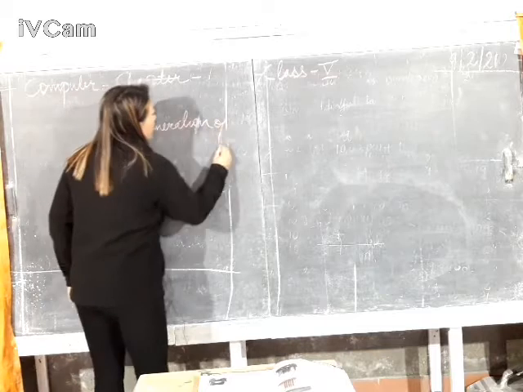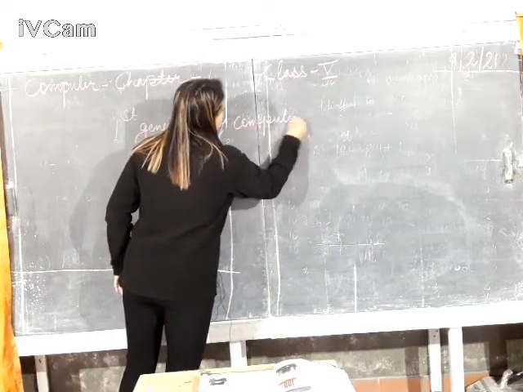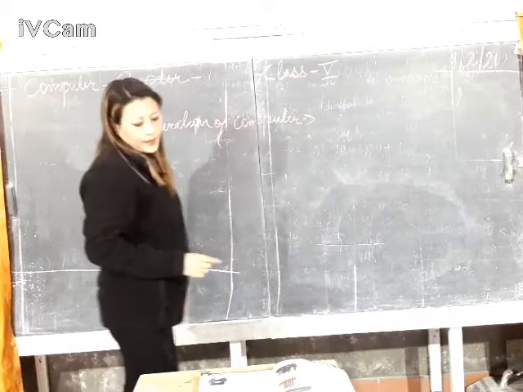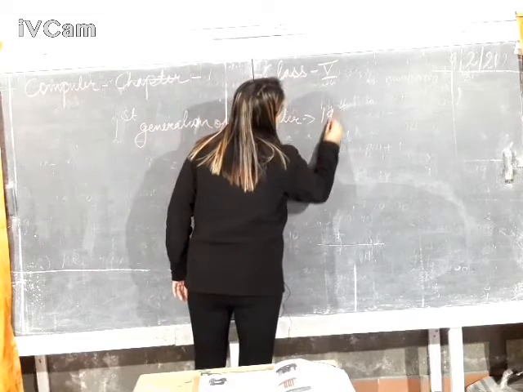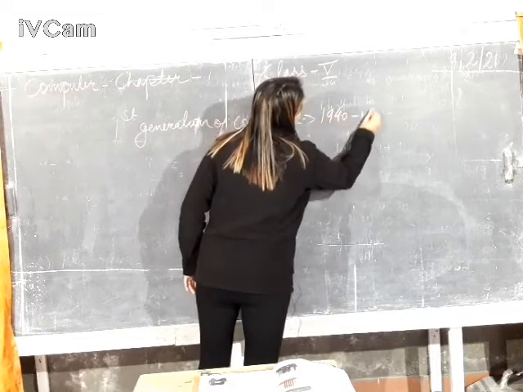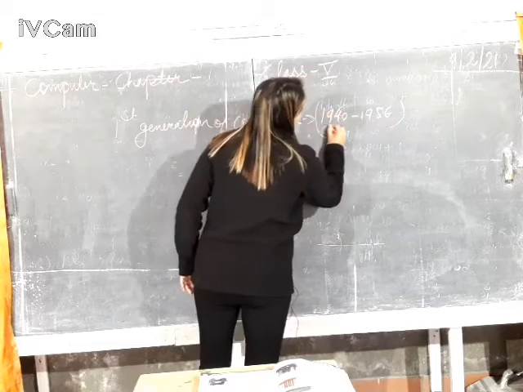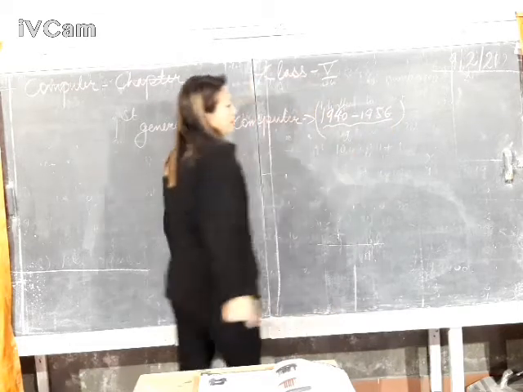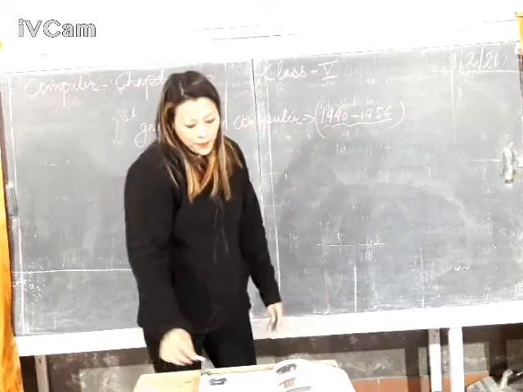First generation of computer was there in the year 1940s to 1956. So you have to remember this year, okay? That means how many years? I think 16 years. Okay.